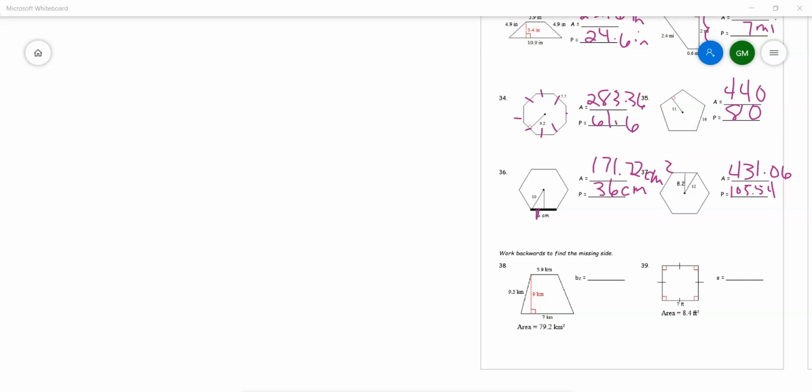So for number 38, we have a trapezoid with an area of 79.2 kilometers squared. They give us one base and the height and tell us to find the second base. So we have the area is equal to 79.2. Base 1 is 5.9. Base 2 is unknown. And our height is 9.